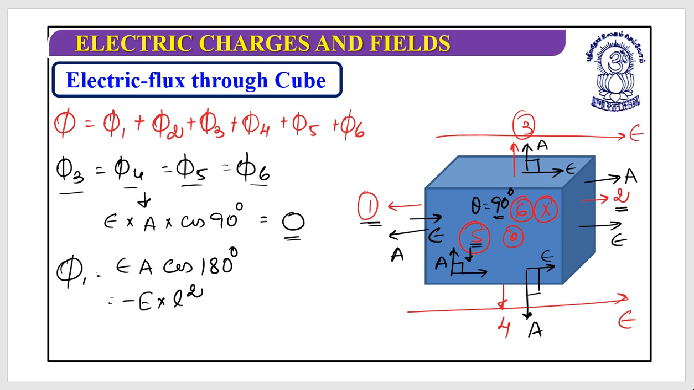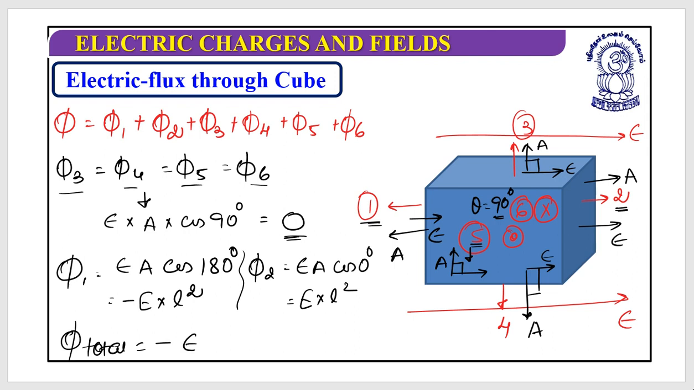E L square. And if I choose the flux through the second surface, it's E into A into cos of 0 degrees. So this would be E into L square. Yes. So if I calculate the total flux, these are all 0 as it is 90 degrees, and of the two remaining terms, this is minus and this is plus. So again this would be 0. Would it be clear? Are you sure? Will you be able to solve this kind of question?